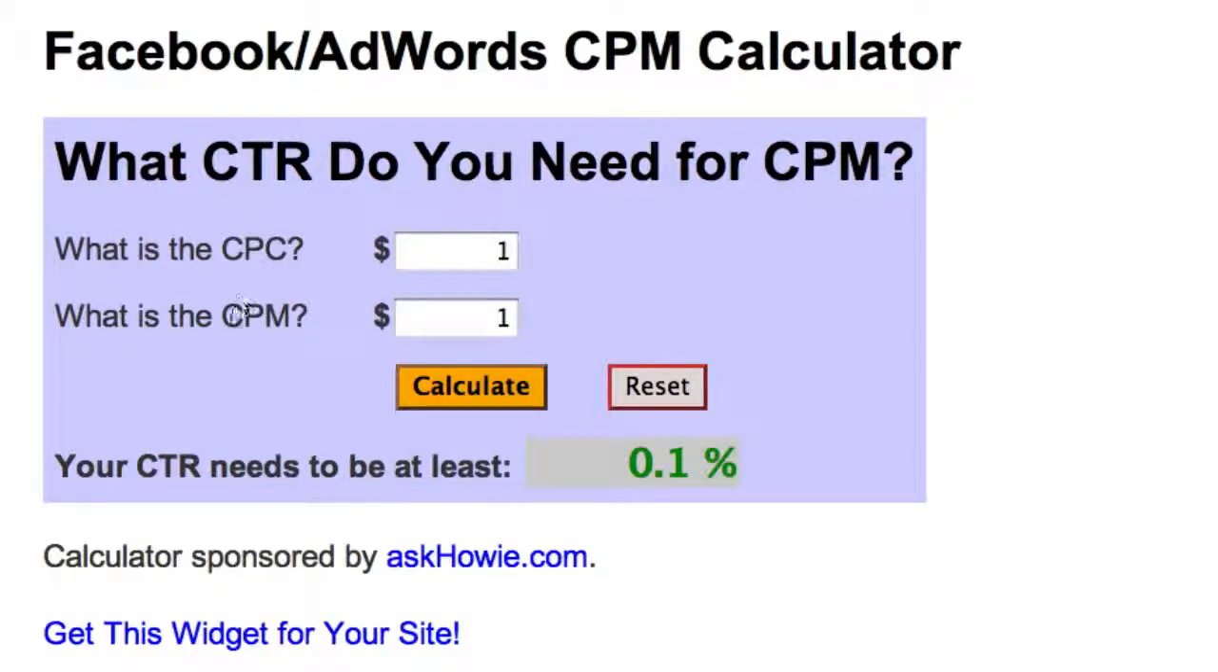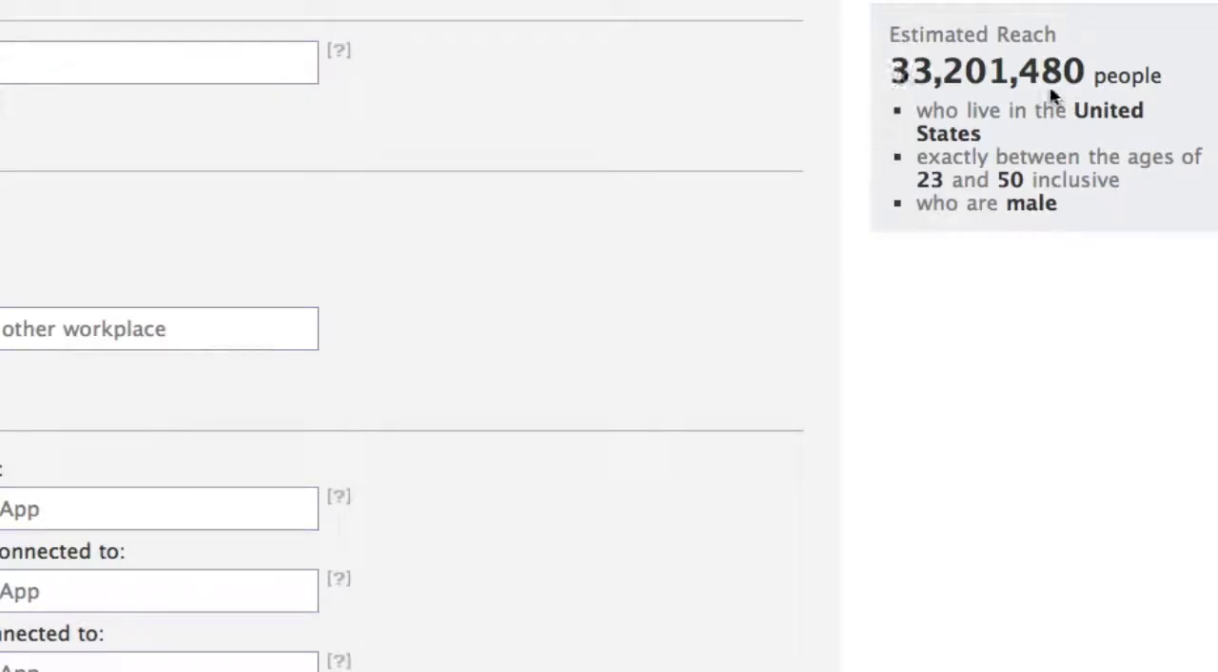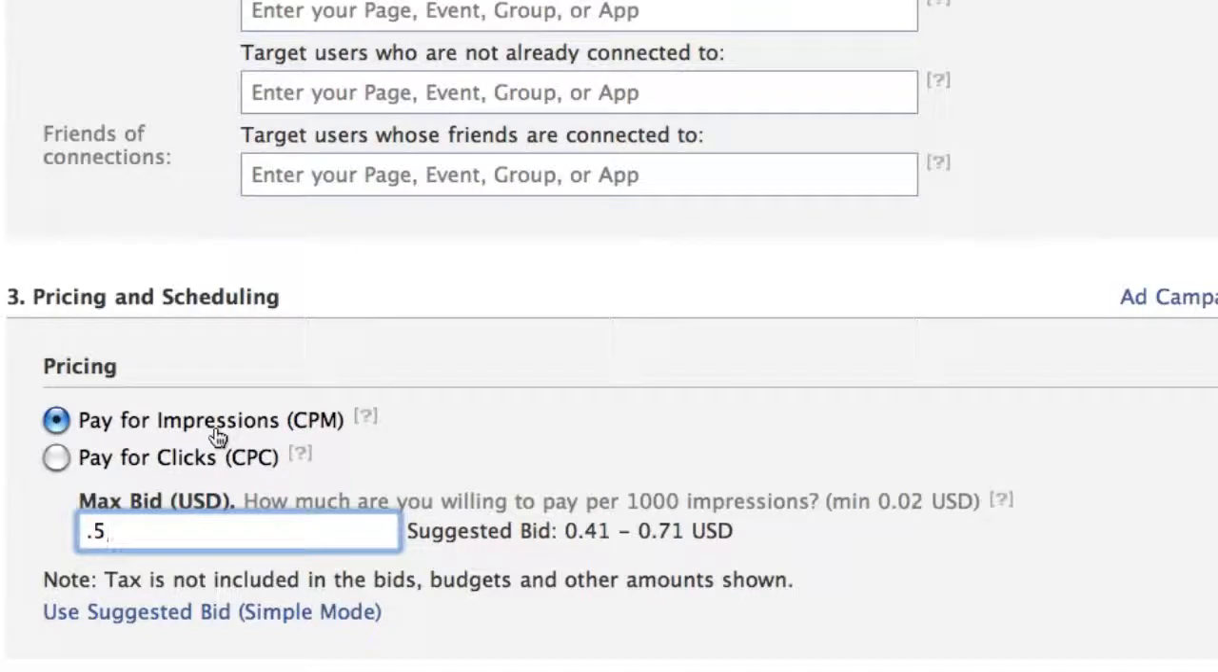Well, CPM is a little bit risky because if you have a large market, and you can see here on my ad, the estimated reach here is 33 million people. Well, if I show a CPM to 33 million people and I pay for every 1,000 people who see it, then I'm paying 33,000 times my CPM bid. So in this case, that would be about $17,500 to reach all these people once. So that's a little bit risky.